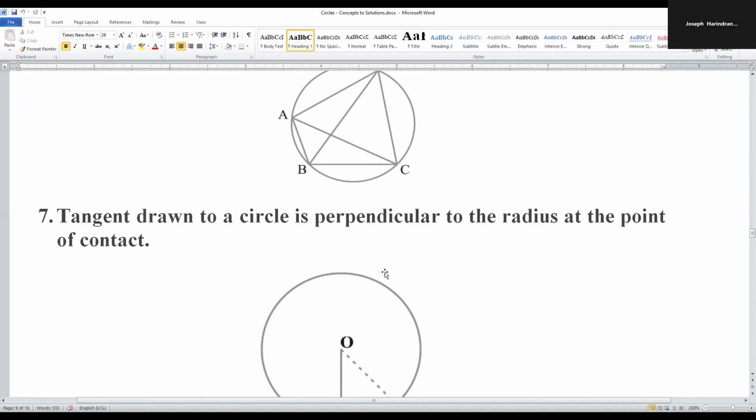Now coming to the theorems which you are learning presently in the 10th grade. A tangent drawn to a circle is perpendicular to the radius at the point of contact.